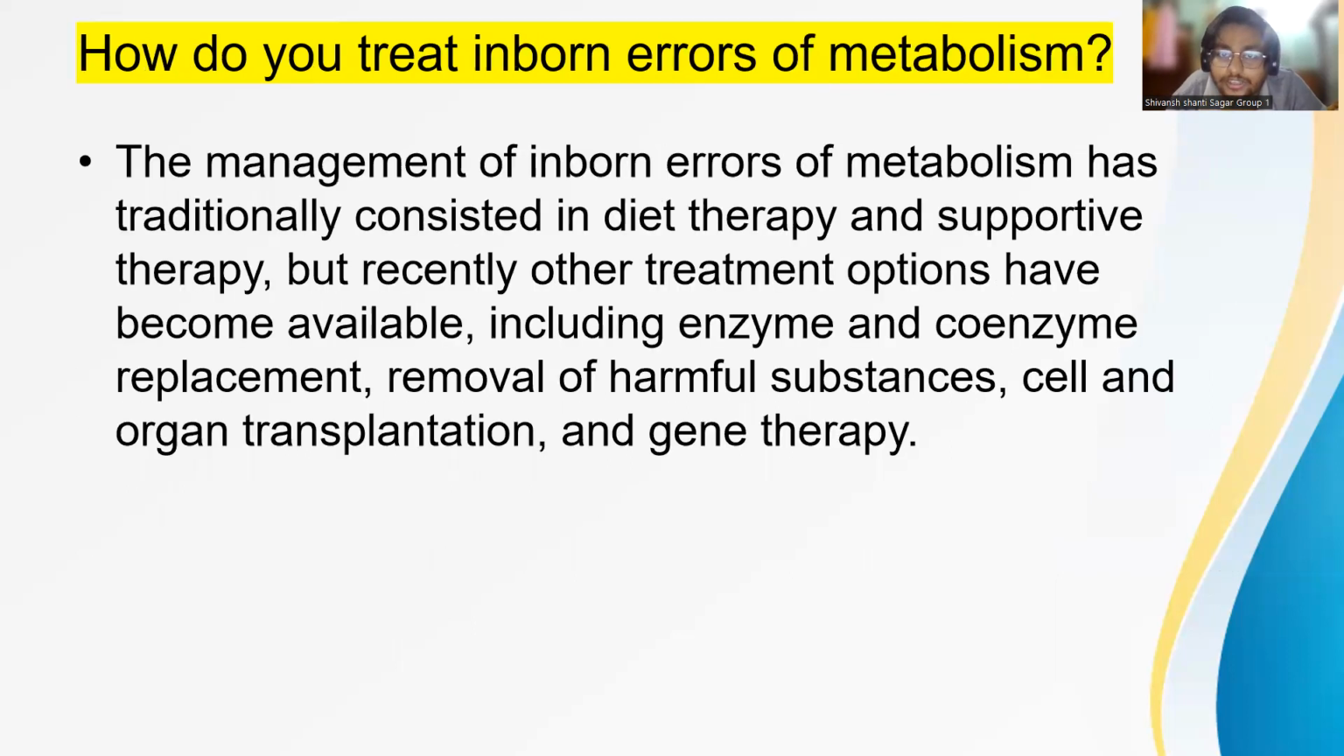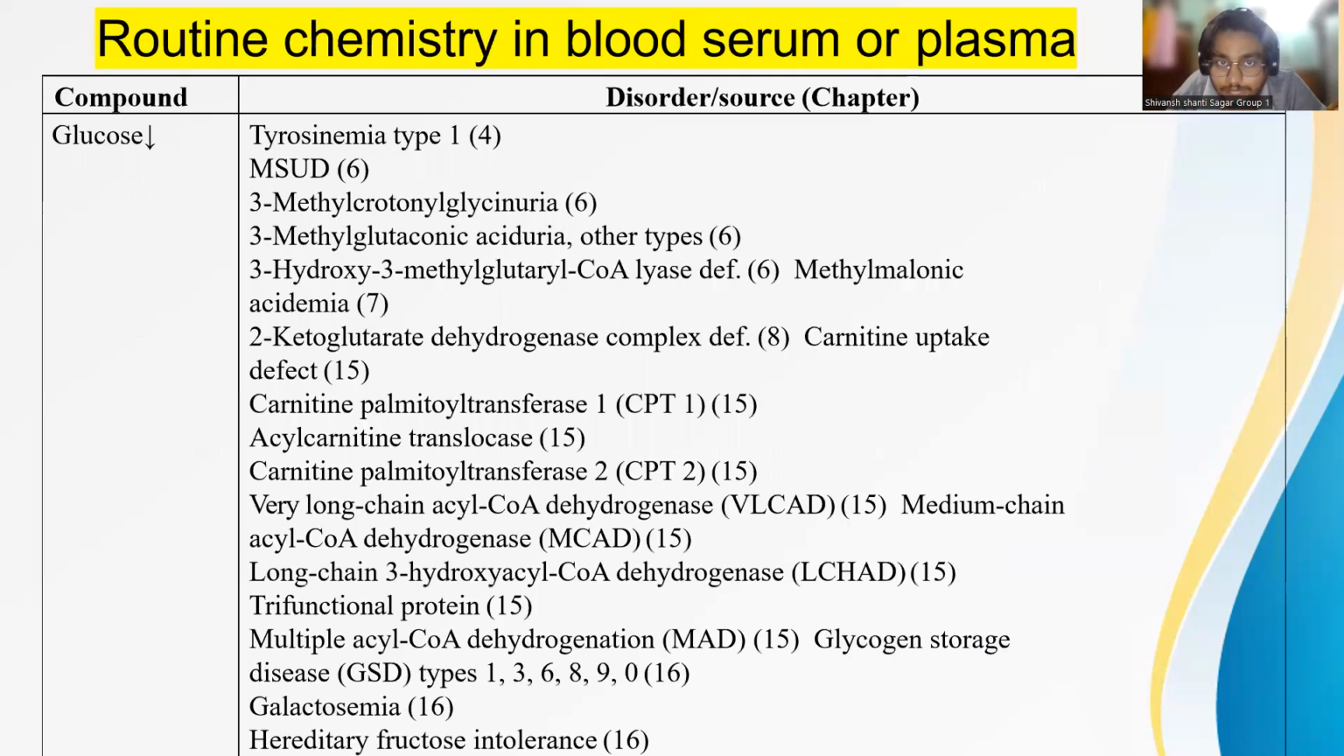How do you treat the inborn error of metabolism? The management of inborn errors of metabolism has traditionally consisted of diet therapy and supplement therapy. But recently, other treatment options have become available, including enzyme and coenzyme replacement, removal of harmful substances, cell and organ transplant, and gene therapy.